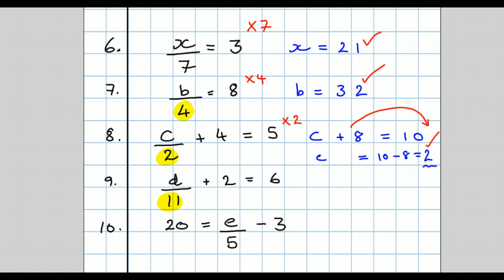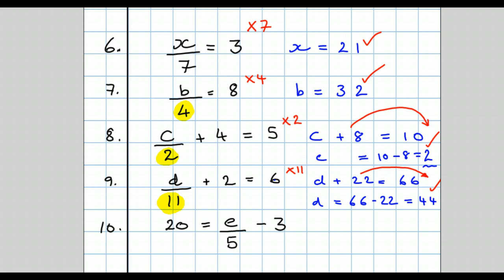Question 9. Hello, we've got an 11 underneath our letter, so I'm going to multiply everything by 11. D divided by 11 times 11 is D. Plus 2 times 11 is plus 22. 6 times 11 is 66. Move the numbers to join each other. So we get D is equal to 66 take away 22 equal to 44. Well done if you got that one right.